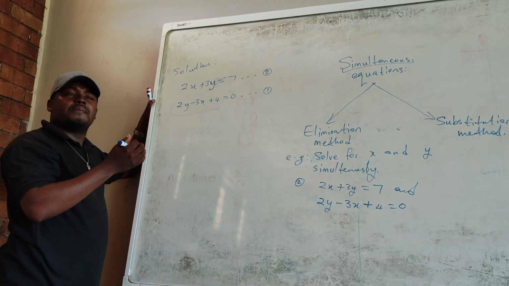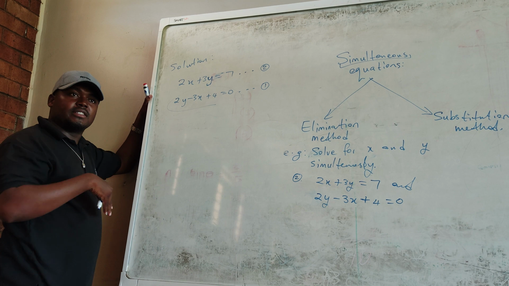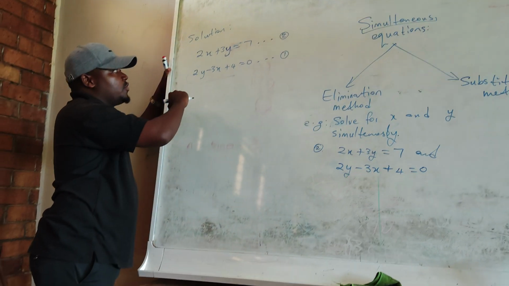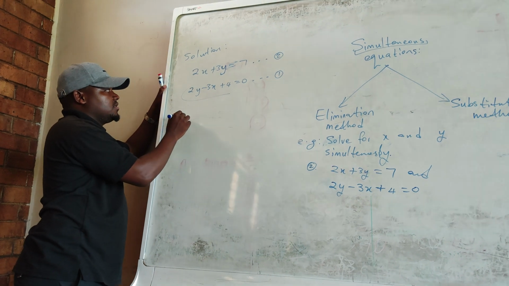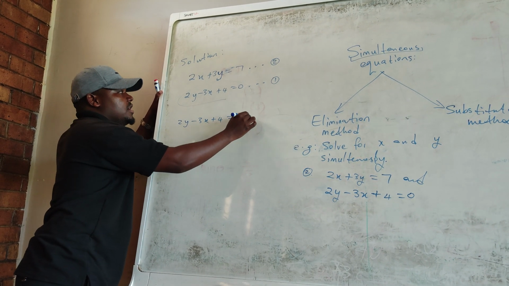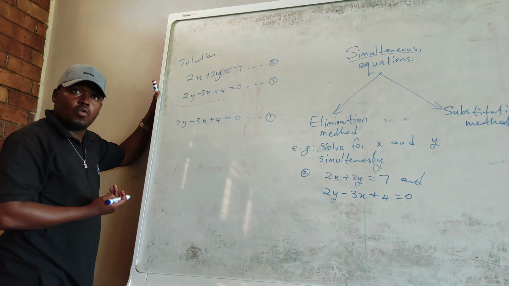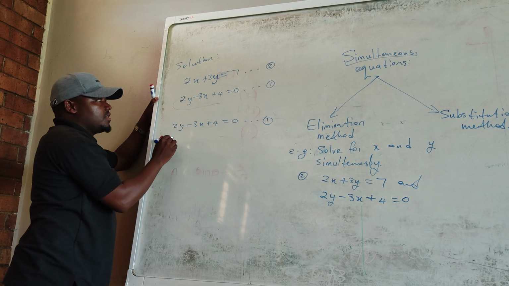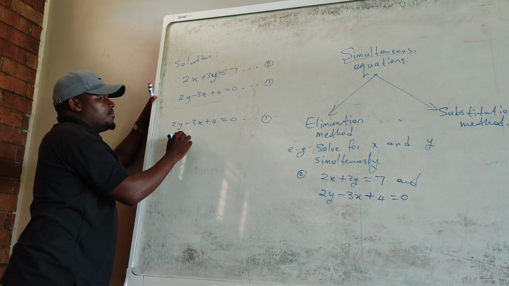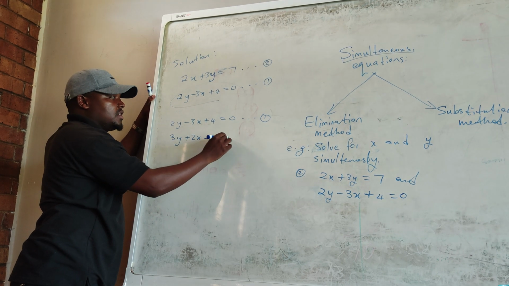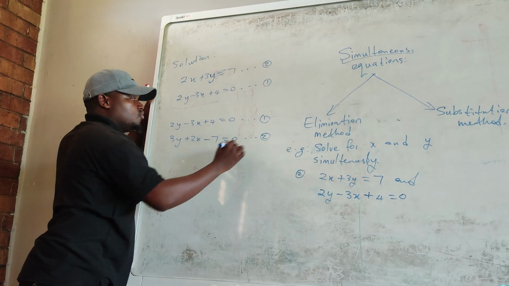And then the second step is to start with the same variable to make it easy for me. So I'm going to start with y for both of them. This one is 2y minus 3x plus 4 equals to 0. I choose this as equation 1. Whereas this one, I must start with y. That means I'm going to start with 3y plus 2x. I transpose the 7, it will be negative 7 equals to 0, equation 2.